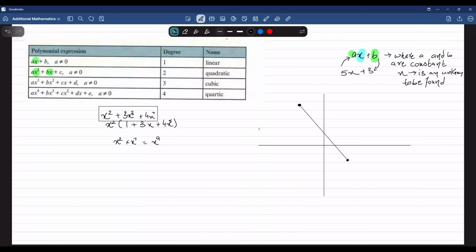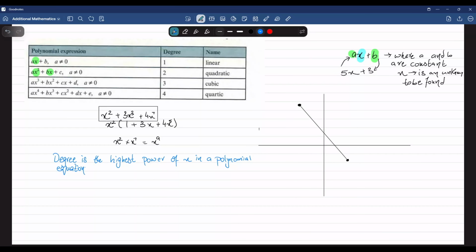Well, if I were to define degree, I would say degree is the highest power of x in a polynomial equation. And basically, I hope you understand what that means.